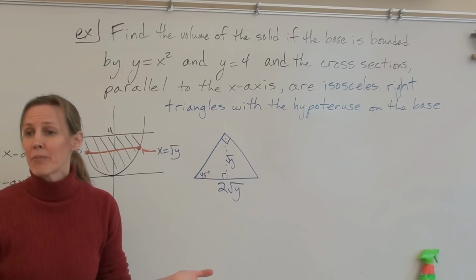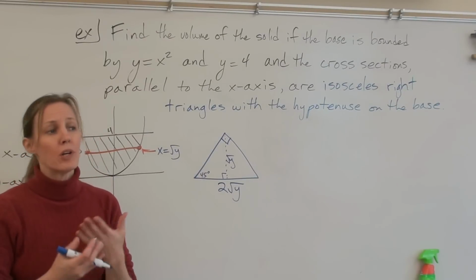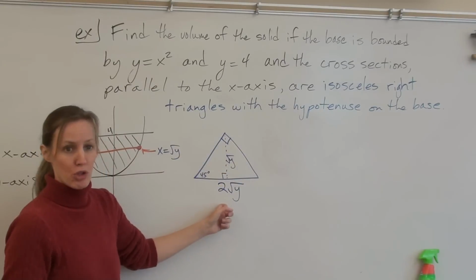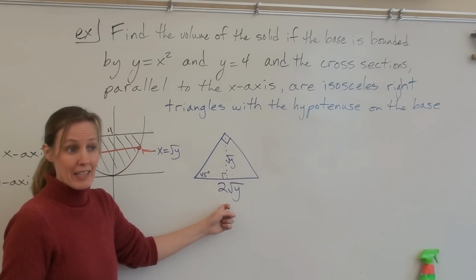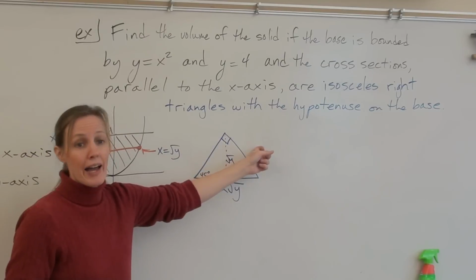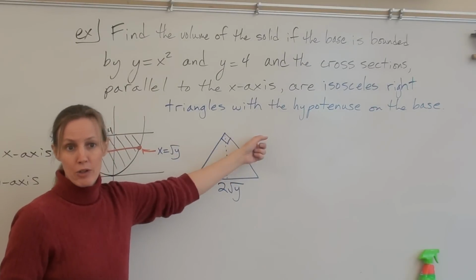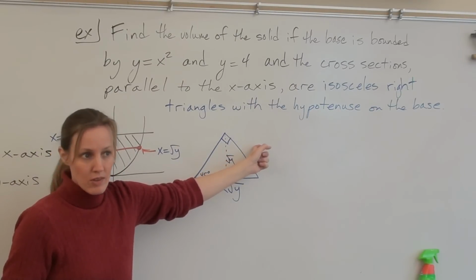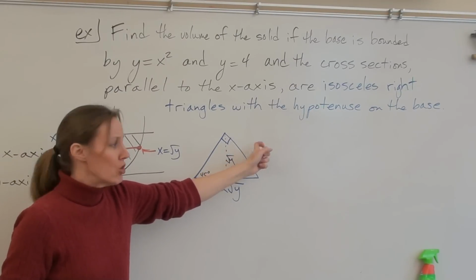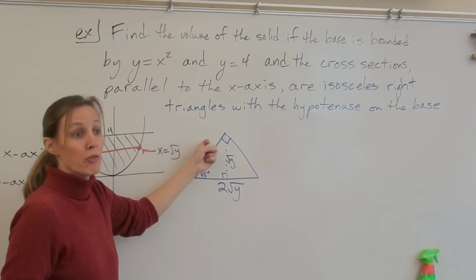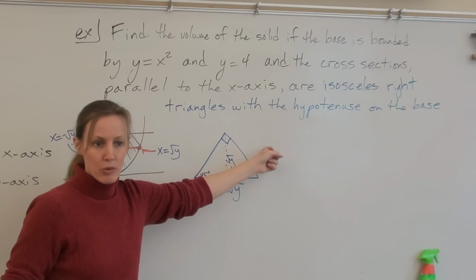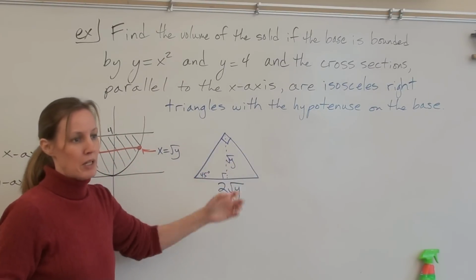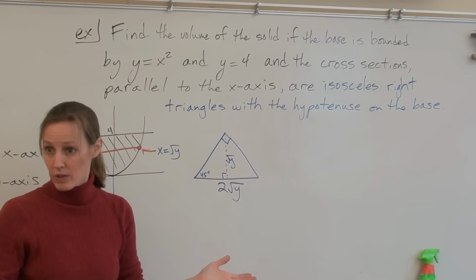Now there's another method you can do if you like. 45-45-90 triangles have side ratios of x, x, and x root 2. So you could just divide this by root 2 and get the other two sides, which are also perpendicular, and do one half this times this. Do you understand what I'm saying? So you could do 2 root y over root 2, 2 root y over root 2, and do one half this times this. I like this way better, but it's totally up to you what you prefer.